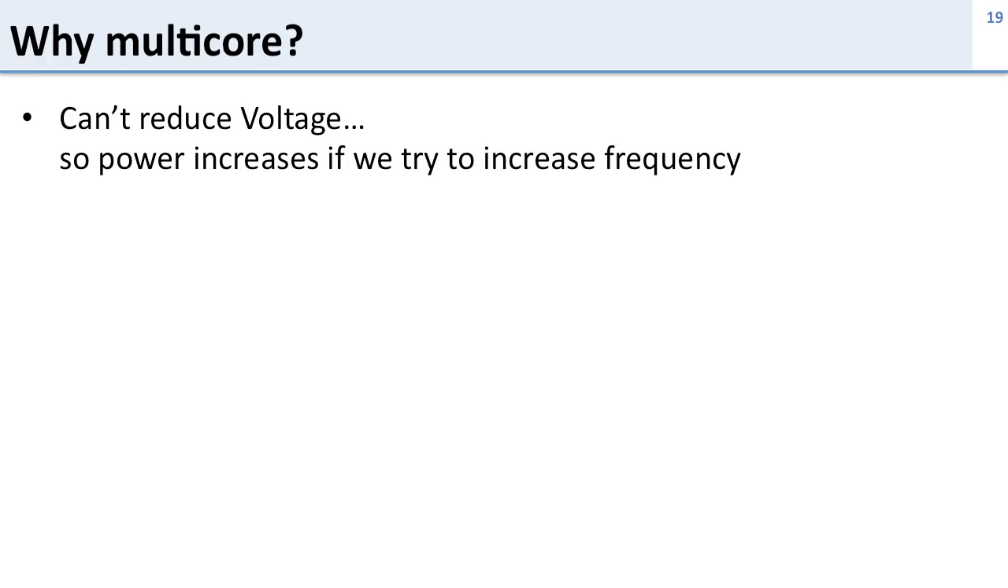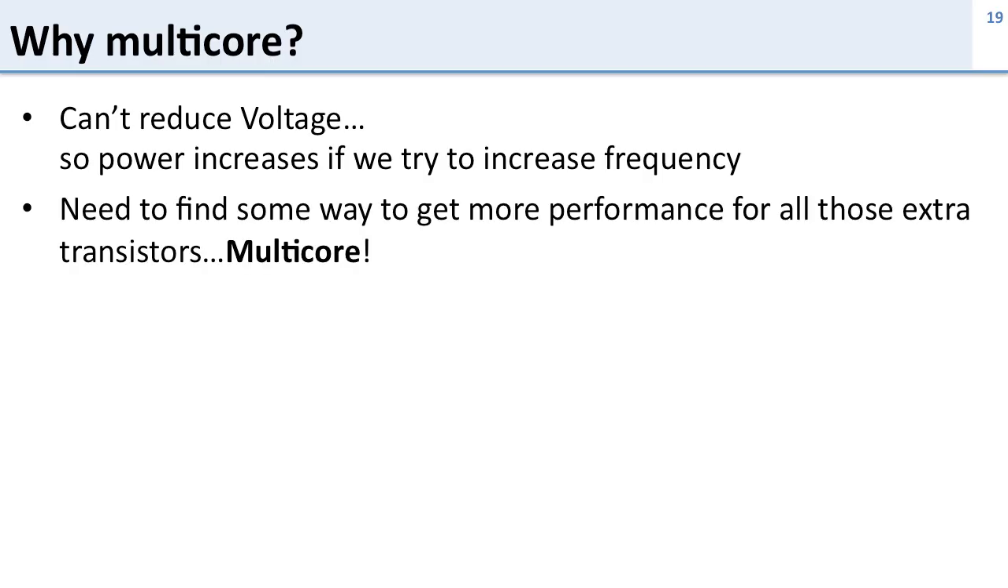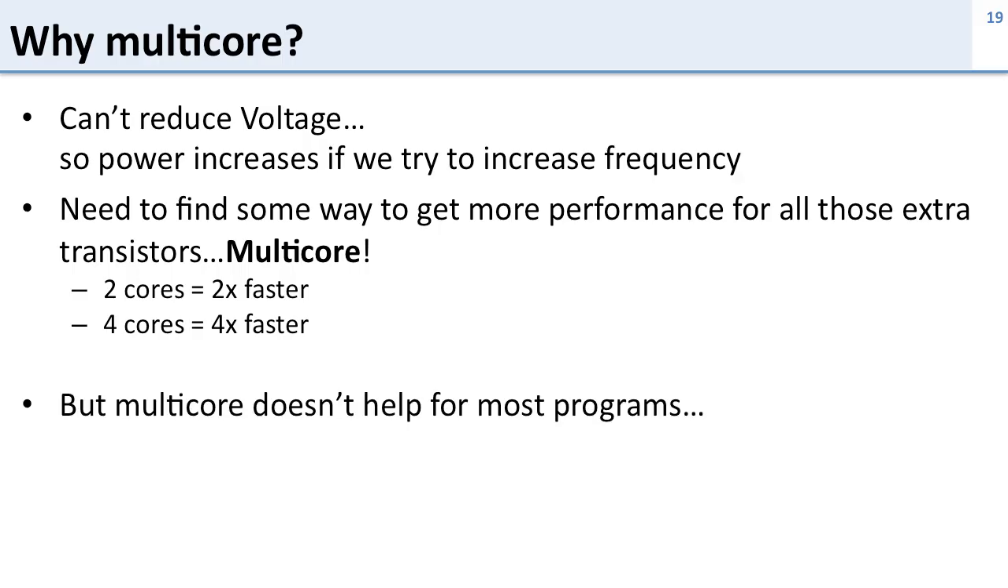Well, the reason we have multi-core, as I said before, and it's important to remember this, is we can't reduce the voltage. So power goes up if we try to increase frequency. Intel wants to figure out a way to sell you a new chip, so they use the transistors to build more cores and try and convince you it'll run faster. But the problem is it doesn't help for most programs. We're going to see that in a little bit, how it's hard to get programs to be parallel.